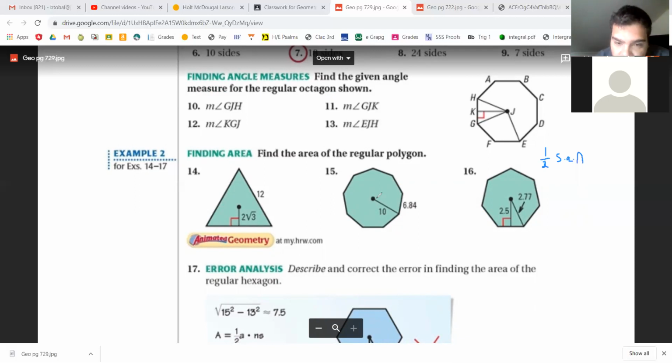Well, let's see. We could make this look like a right triangle, or a triangle right here. So let me just redraw that here. So we just made this a triangle, and I rotated it a little bit. So this is the radius, right? So this is 10. This is 10. And then this is going to be 6.84.